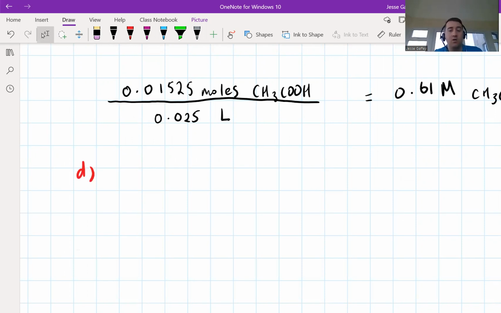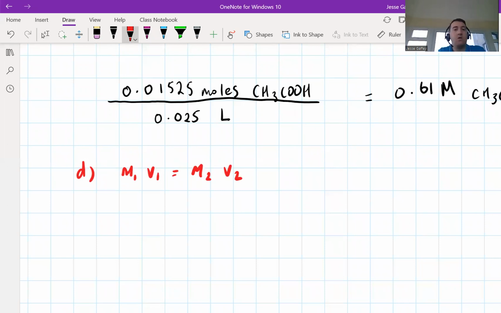Okay, so dilution means you have a concentration and a volume before and a concentration and a volume after, because you're diluting. So we're going to call this M1V1. Okay, and this is the concentration before and the volume before you dilute. And then we're going to have M2V2. And this is the concentration after and the volume after you dilute.